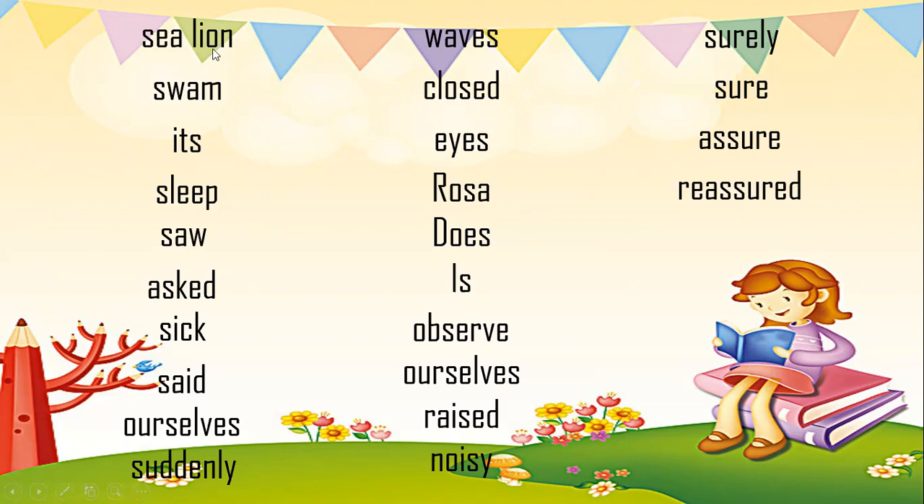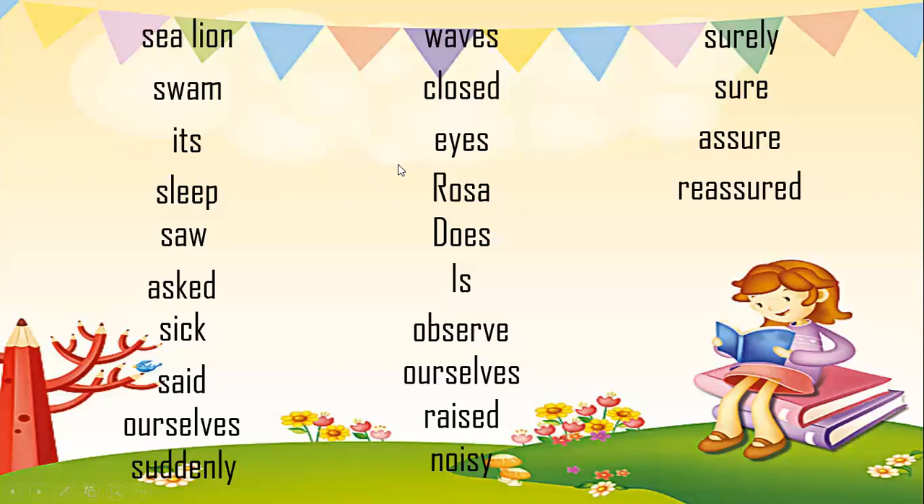So in the first one we have sea lion. This is a normal S, okay? Then we have swam, eats, sleep, saw, asked, sick, said, ourselves, and suddenly, okay? All these words that I have over here are with the normal sound of the letter S. Okay, now in the second line, I have words that have the second sound.